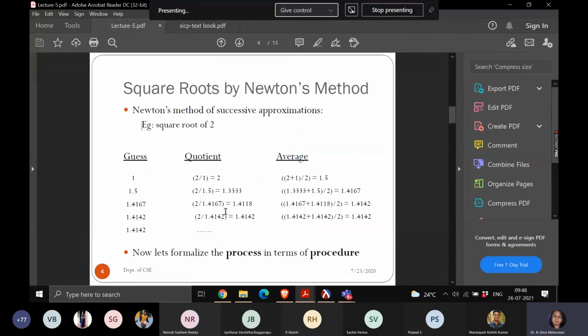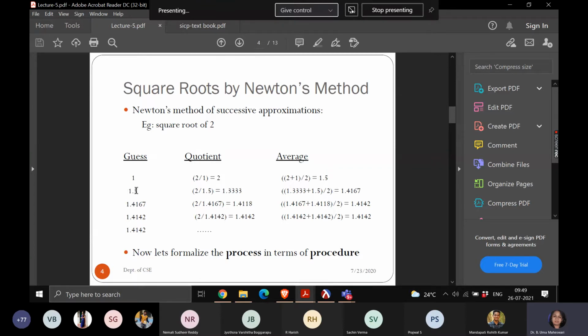Okay, so let us take an example. I have to find the square root of 2. My initial guess is 1. I have to find x by y. This is y, and I find x by y. What is x? X is 2. 2 by 1 is 2. After that I will find the average of both. The average of 1 and 2 is 3 by 2, which is 1.5. This is the first iteration. That 1.5 will be the new guess for the next iteration.